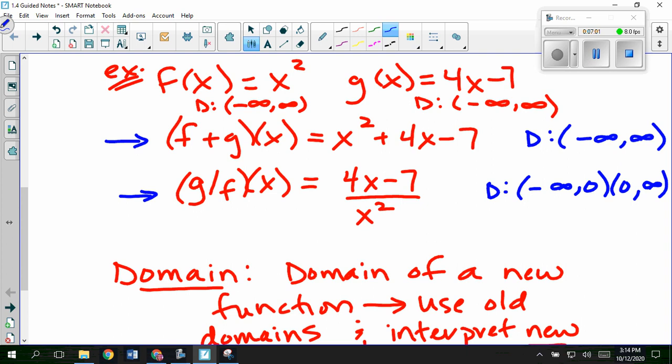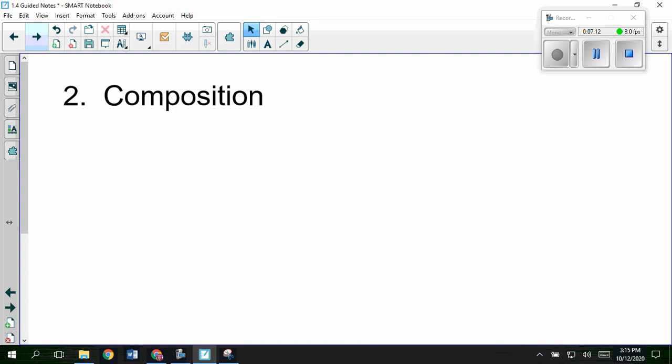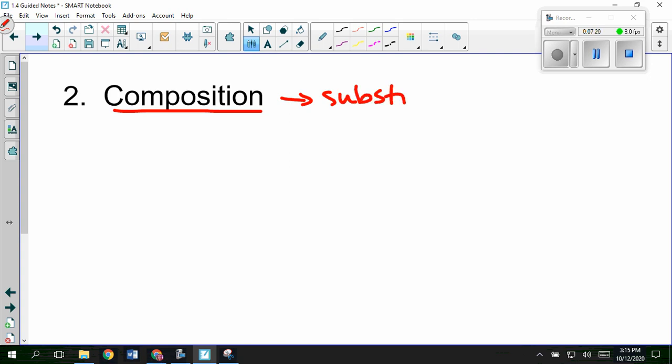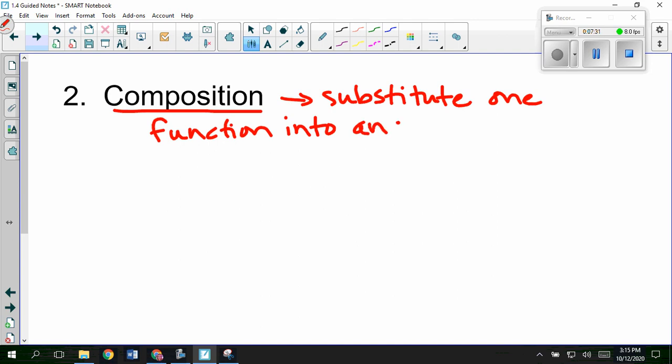All right, so that's one way to put together functions to create a new function, what we call the algebraic route. The second way, right below this, is what we call composition. And composition is actually a fancy way to say that we're going to substitute one function into another function. It's a way to combine two functions by taking the domain of one function and putting that in as the new domain of another function.